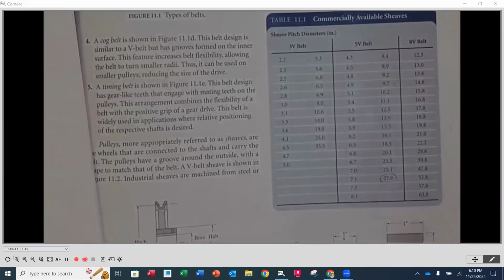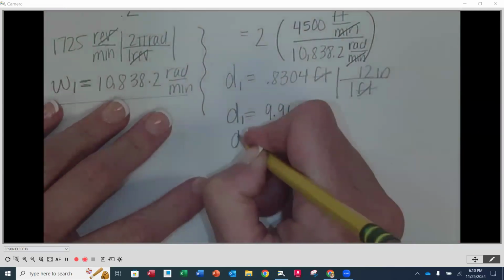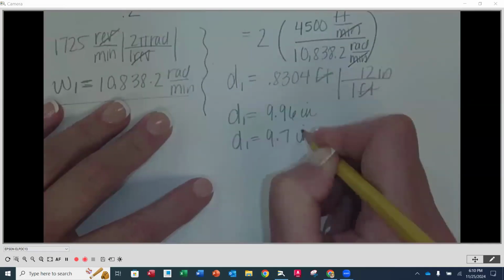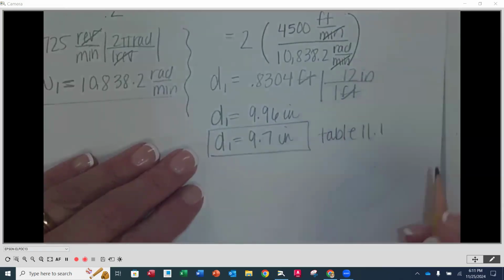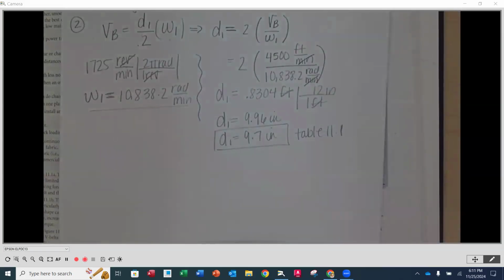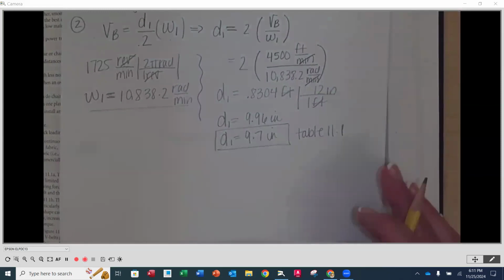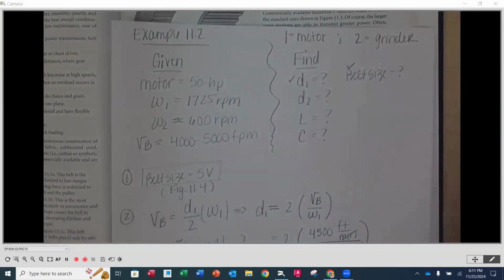And this is the discretion of the designer. So we're going to say that our D1 is going to be equal to 9.7 inches. All right. And this is from table 11.1. Doesn't mean you have to go up. It doesn't mean you have to go down. You just pick the one that you think, I'm going to use that one. All right. So that means that we have picked our D1. So now we can go ahead and pick our D2.